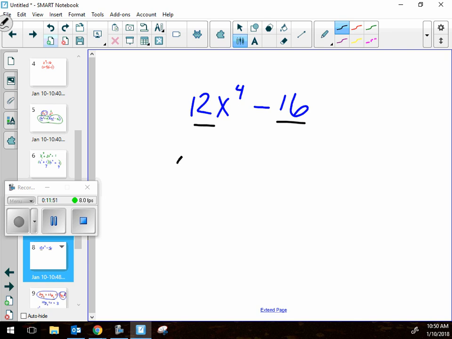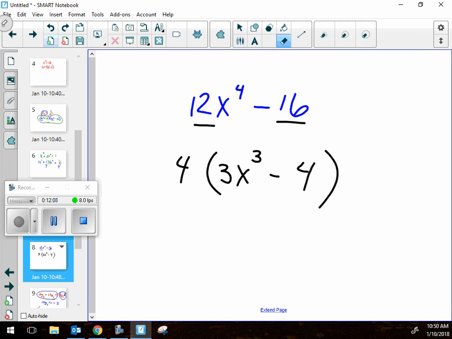Yes, there is a 4 in it. And what do you get when you take the 4 out? 3x minus 4. Now, hold on. There we go. Okay. 4, there's a 4th, and then there's a 4 there. Okay, good. 4's everywhere. All right.